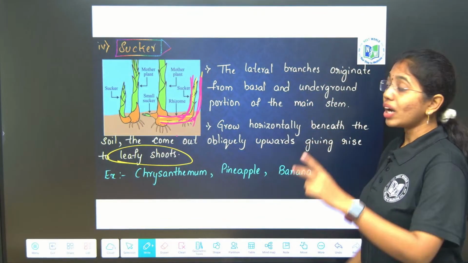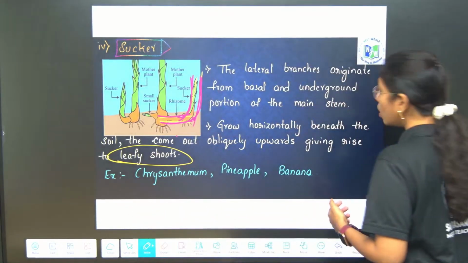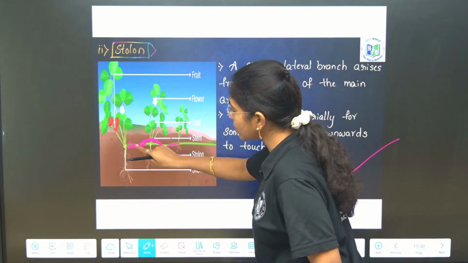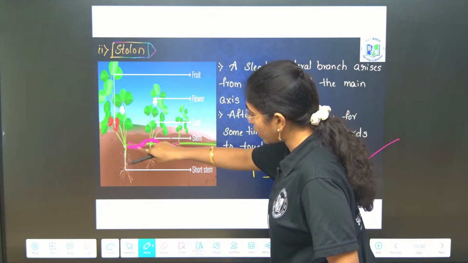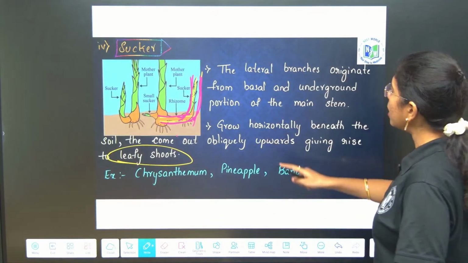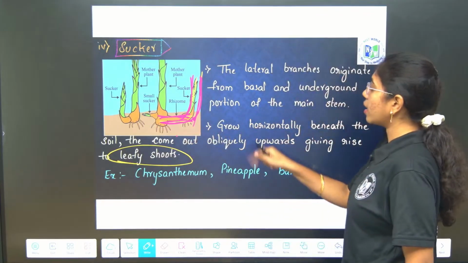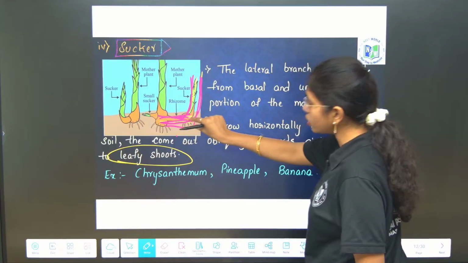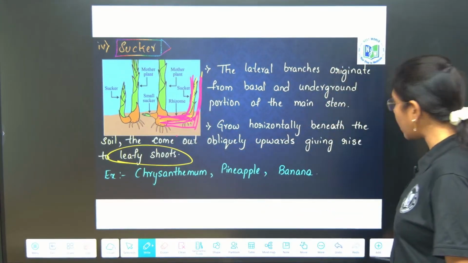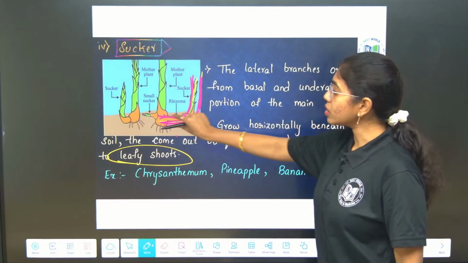What is the key difference between stolon and sucker? In stolon, the slender lateral branch will arise from the base, and it just touches the ground and arches upwards. But in the sucker, the lateral branch will originate from the basal portion of the underground stem. This grows beneath the soil and then comes obliquely upwards.